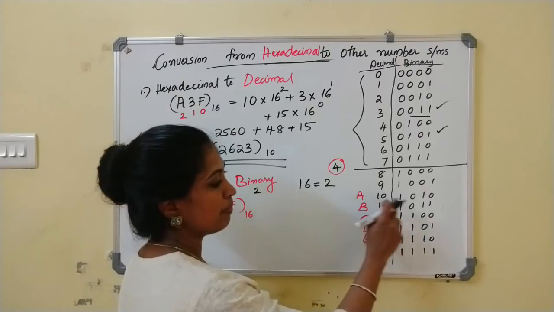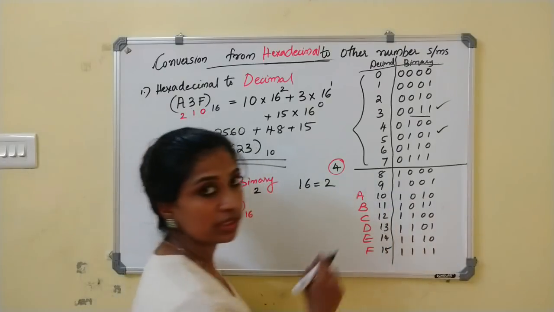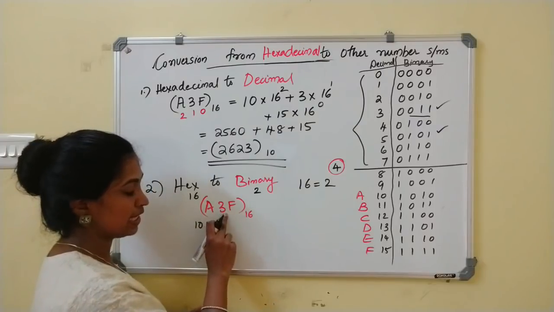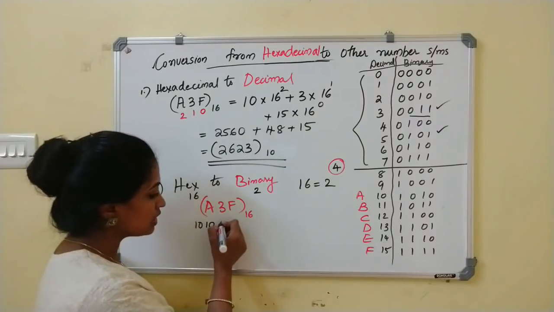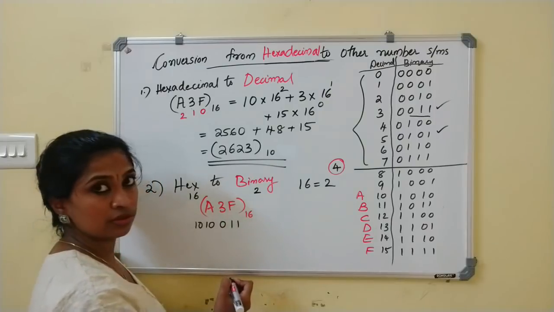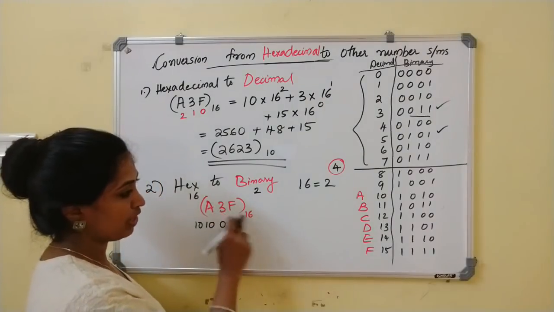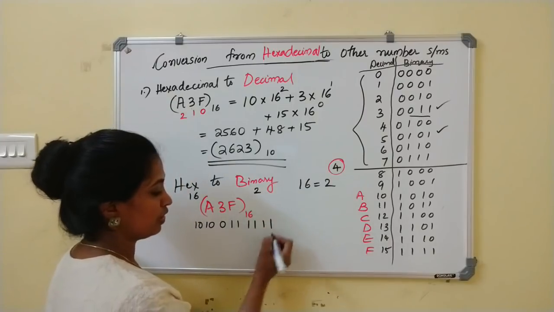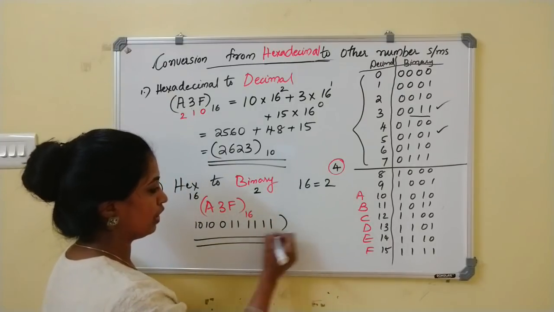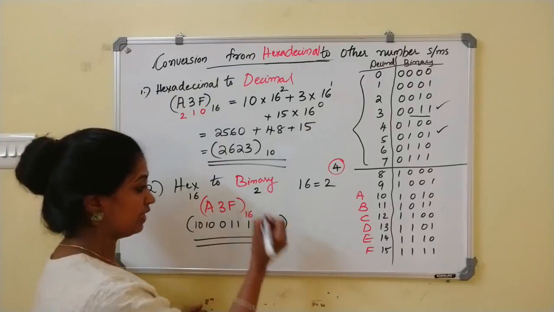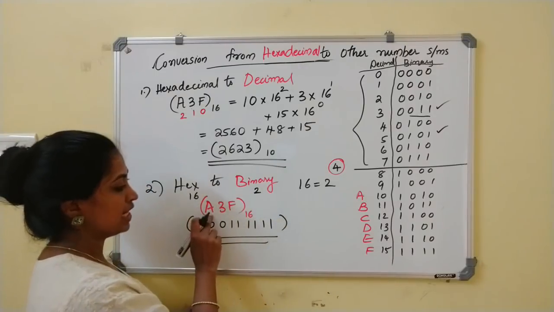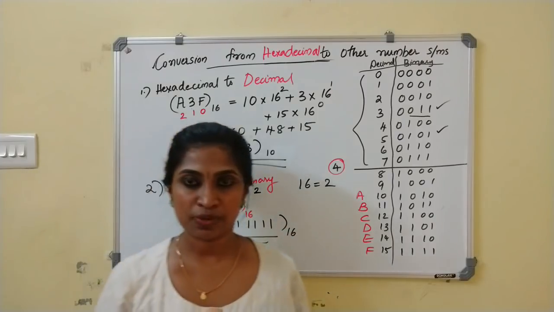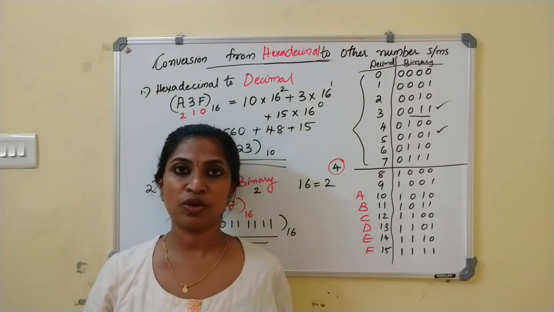So A is 10. The binary equivalent of 10 is 1010. These are the 4 digits. Next is 3. The 4-digit equivalent is 0011. Next is F. F is 15, which is 1111. This is the binary equivalent of the hexadecimal number A3F.